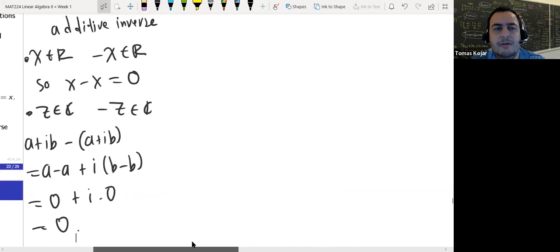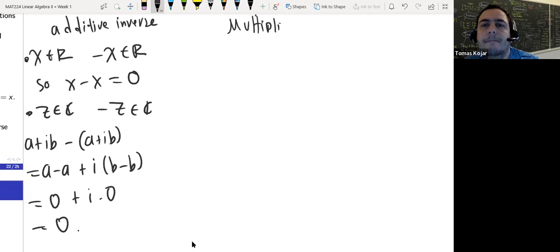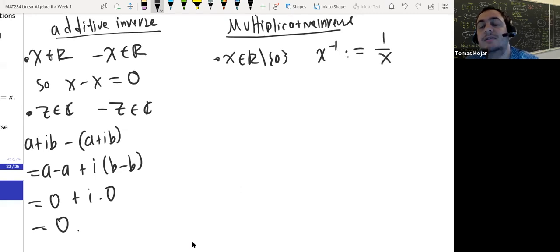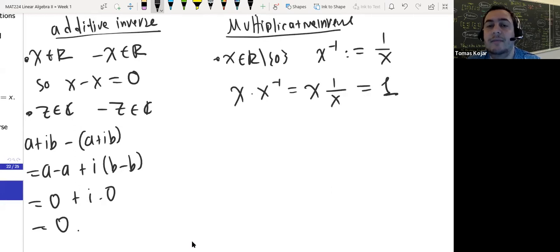Multiplicative inverse is a little bit harder. So what does multiplicative inverse mean? Let's do the example. So you have X not 0 in R. So let me write this way: X is in R, take away 0. Then as multiplicative inverse, you can just take 1 over X, right? Because X is not 0. And indeed you have X times 1 over X, which is 1, right? Is that okay?